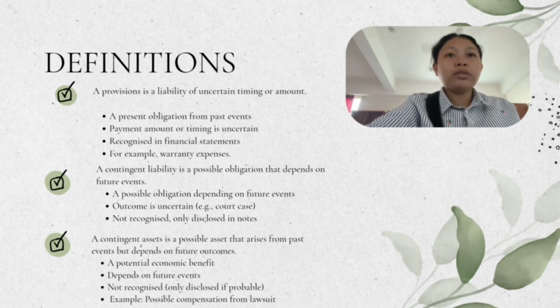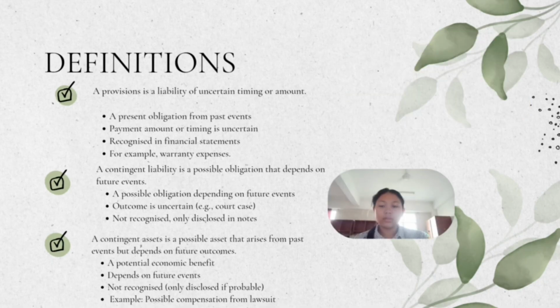But what does uncertain really mean? It means we know we have to pay, but we are waiting for the final bills. For example, in warranty expenses, we know customers will bring back broken products. We must record this obligation now to follow the matching principle, even if the repair happens next month.